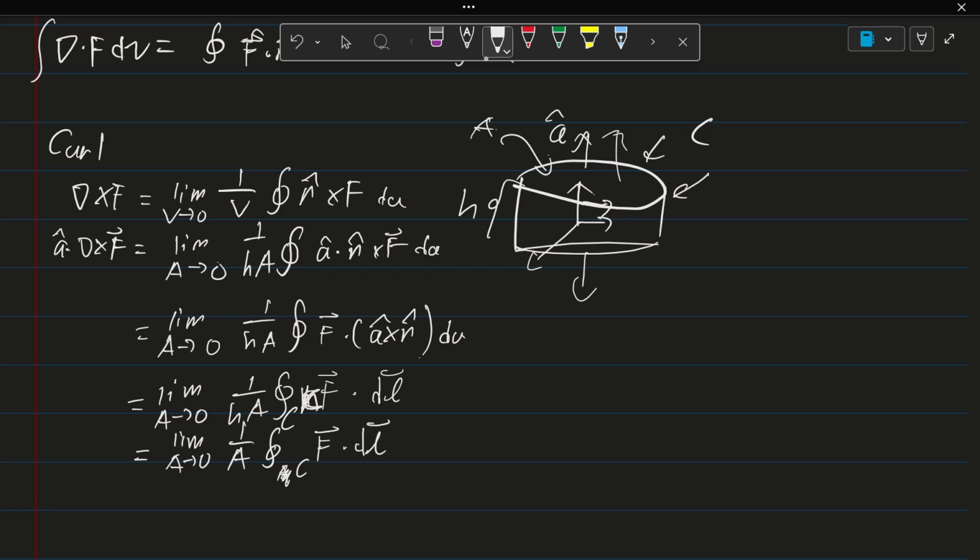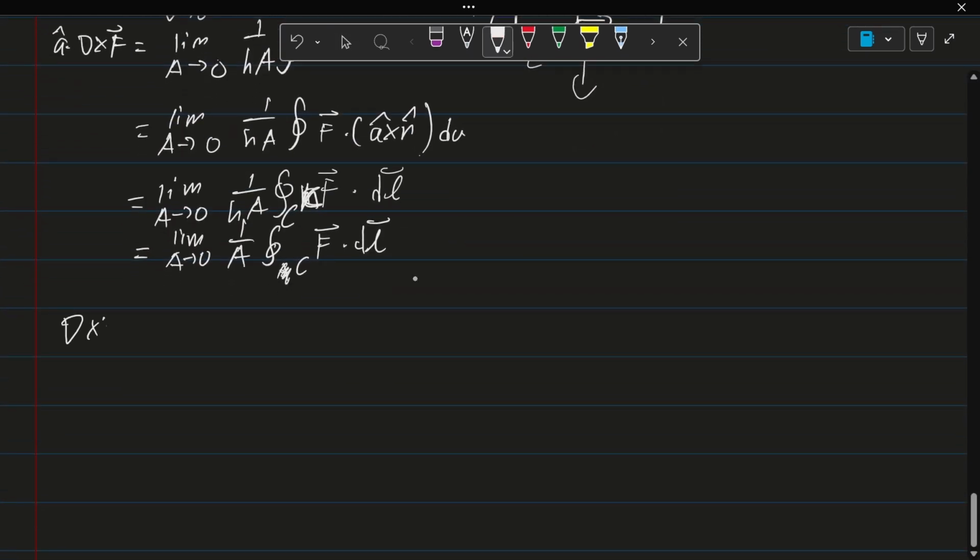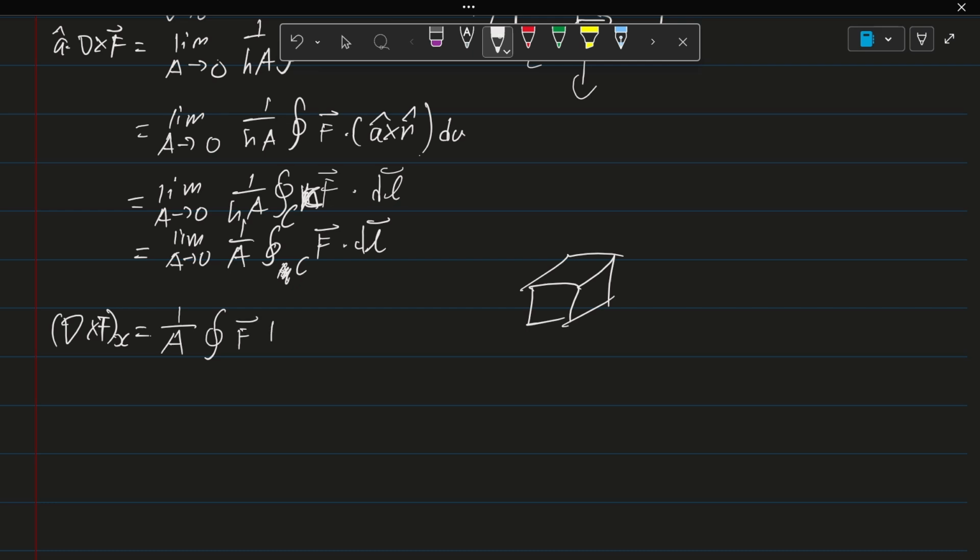So let's try to determine the curl in the x direction for a rectangular coordinate system. Let's just use the area definition. We could get 1 over A of the closed loop of the f vector dl vector, right? And now, because this is the curl in the x direction, or in this a hat direction, we could just denote our a hat to be the x direction. So this is x, y, z, which would mean that we would be interested in everything that goes in this direction.